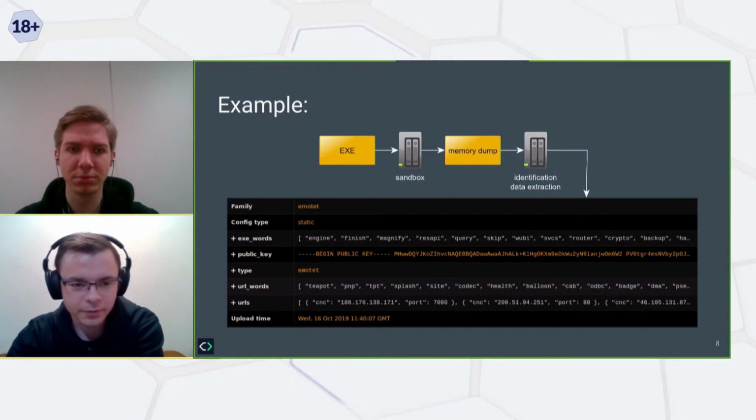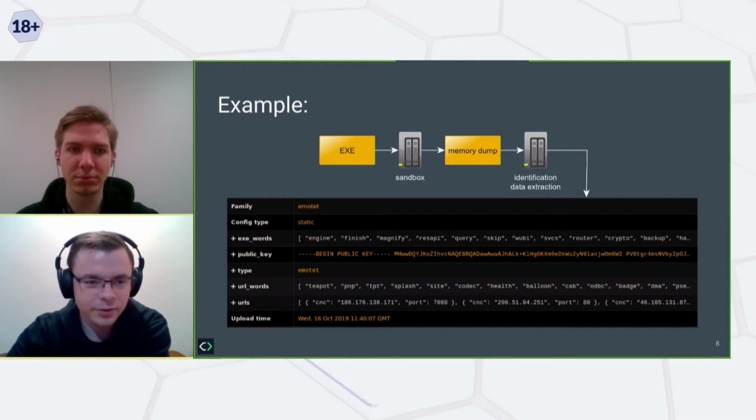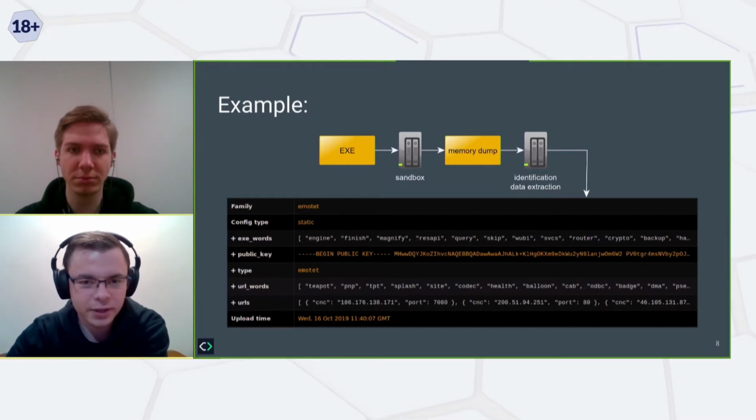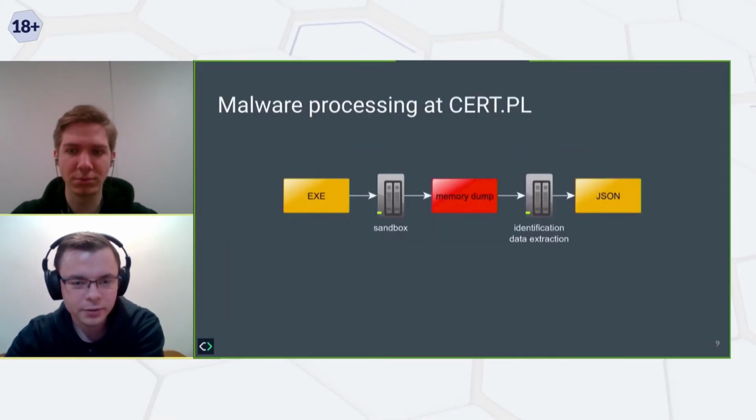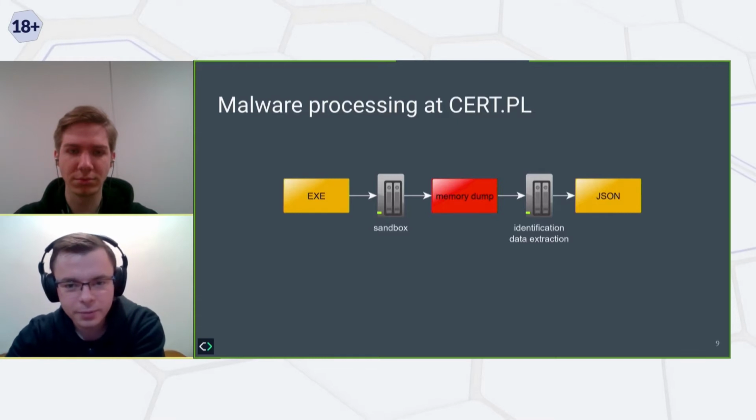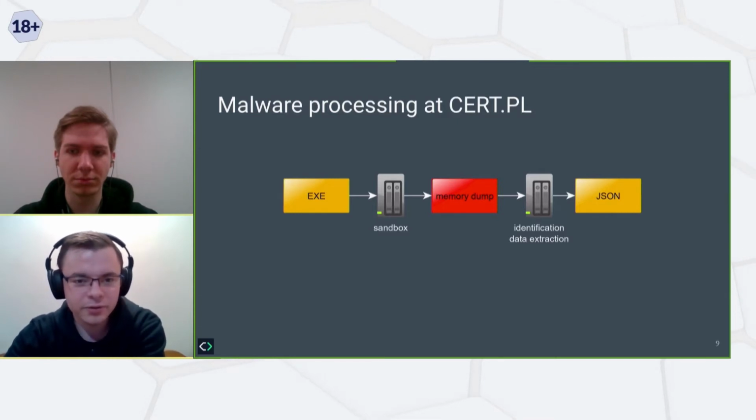Some of these keys are relevant only when you also read the analysis of the malware. We have an article on our site. So basically everybody knows what an exe is and what a JSON is, and this magic step in between, right?